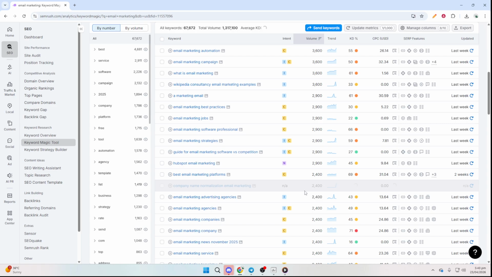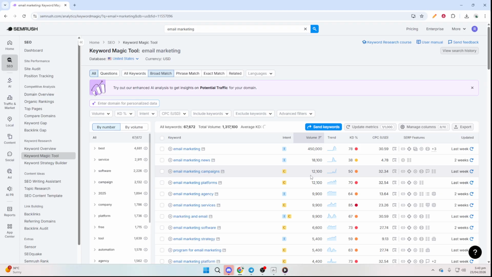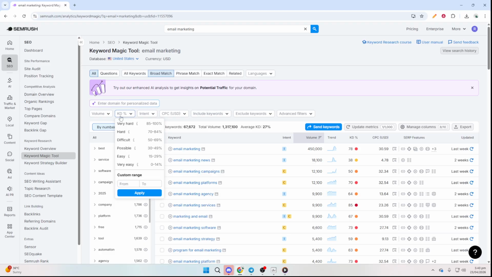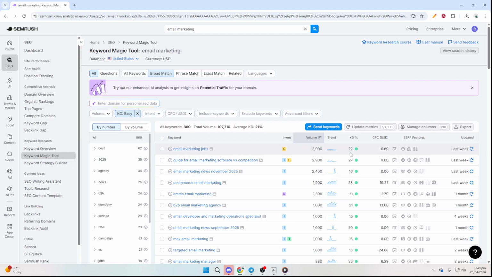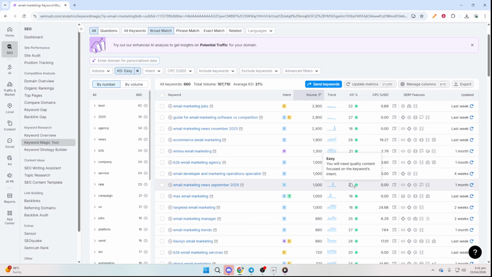Use filters to narrow your list to the most viable targets. Start by focusing on high volume to capture terms people actively search for. Then combine that with low keyword difficulty to prioritize options you can realistically rank for. This balance helps you find opportunities that are both in demand and achievable. If you're torn between two terms, favor the one with steadier or rising interest and a difficulty you can compete with. Finally, click a keyword to open the keyword overview.